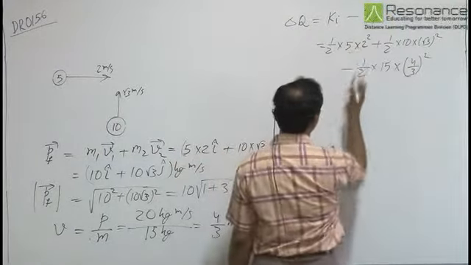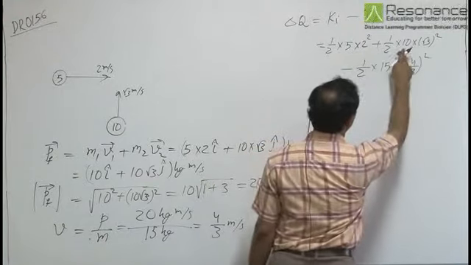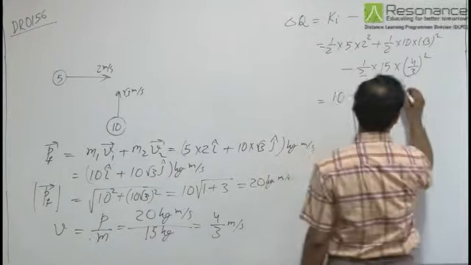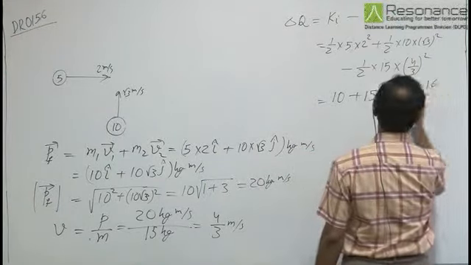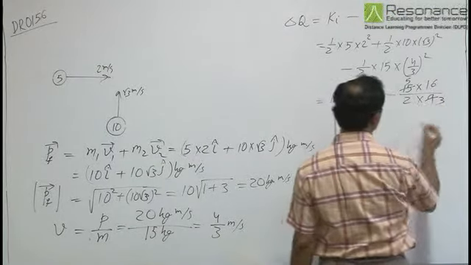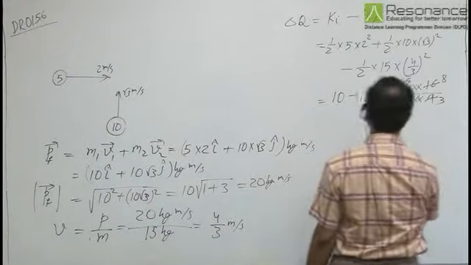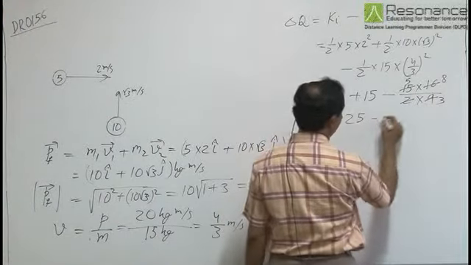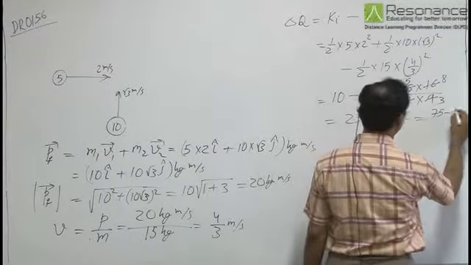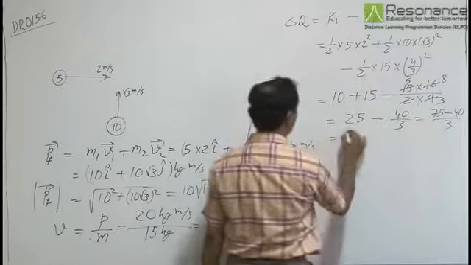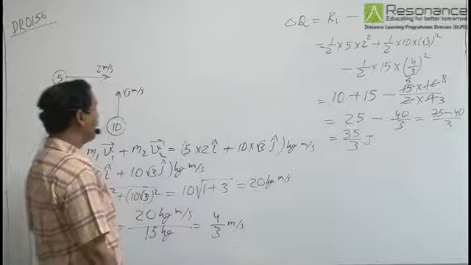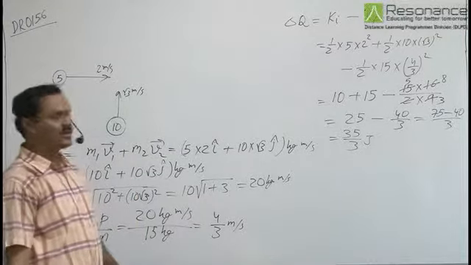We have this to be equal to 10 plus 30 by 2, that is 15, minus 15 into 16 by 2 into 9. So it is 5, 3, 2, 8. So it is 25 minus 40 by 3, or 75 minus 40 by 3, or 35 by 3 joule. So the amount of heat released is 35 by 3 joule in the collision.